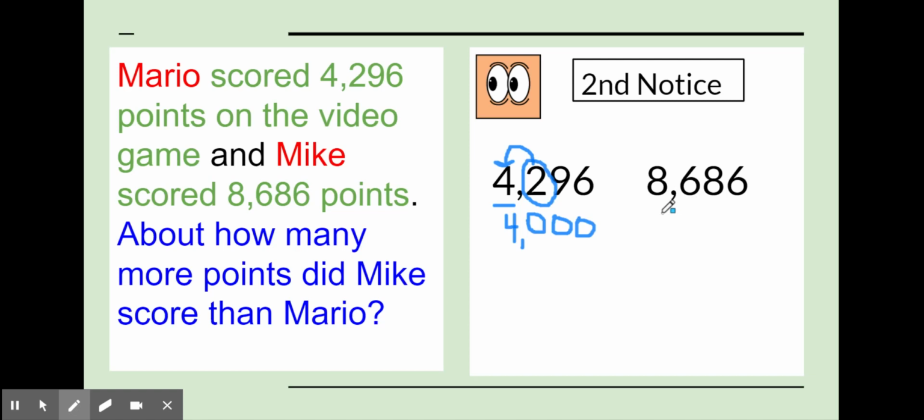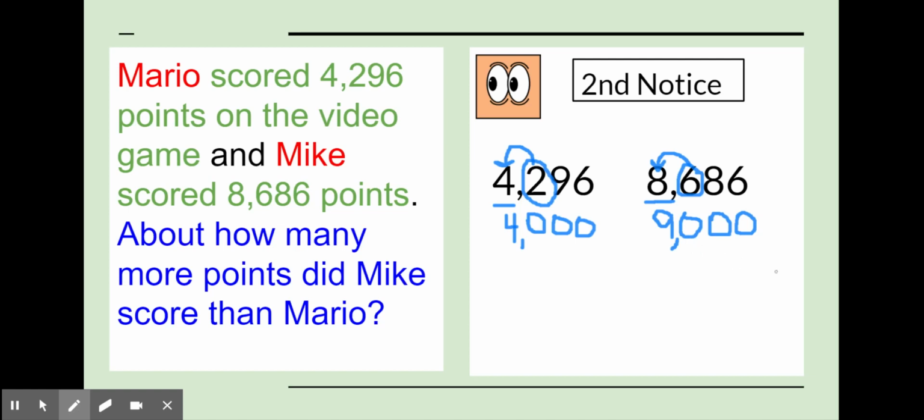Now rounding 8,686, the number that's in the thousands place is the 8. We go next door and circle the number. We ask ourselves, the number that is circled, is that closer to 0 or closer to 10? And 6 is closer to 10. So 6 is actually going to tell 8 that he needs to go up 1. So 8 becomes a 9. So 8,686 rounds to 9,000.